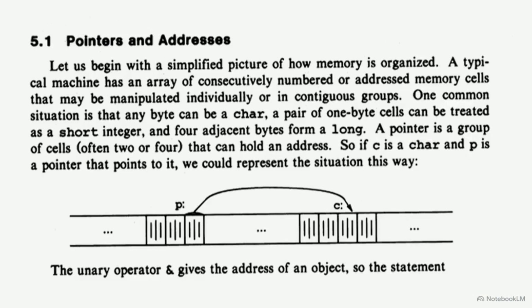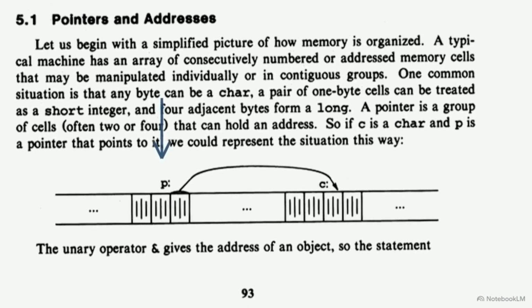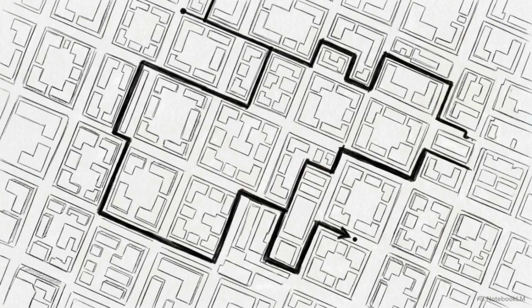This diagram from our technical guide shows the system in action. The variable p is our pointer. It doesn't contain a letter itself. It simply stores the location of the character C sitting further down the street. Using these addresses means the computer stops doing heavy lifting. It navigates through its memory city instead of constantly rebuilding houses in new locations.